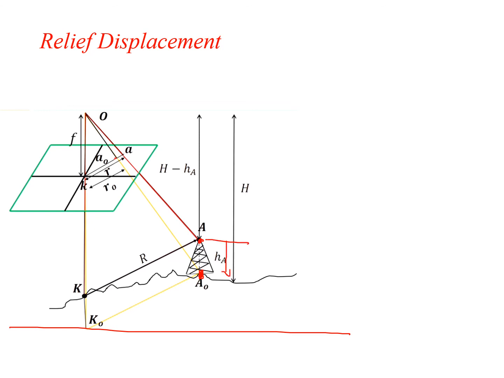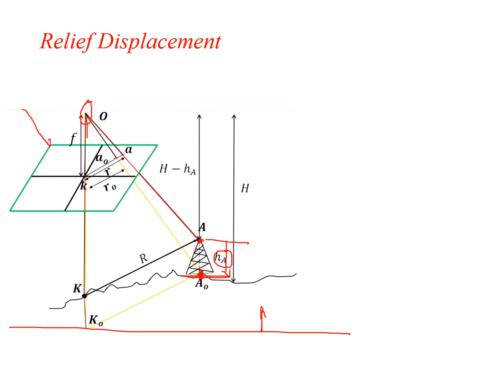So HA here is the height of your tower. For the time being, do not consider it with respect to the datum. Consider it with respect to the ground point. Now from this, let us say from this A point, this is your positive image plane, this is your exposure point.